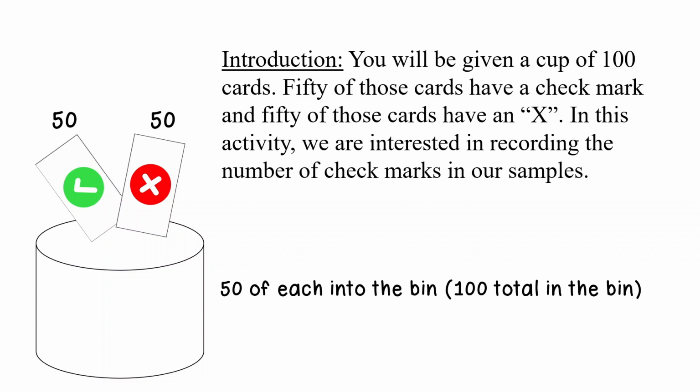So 50 each. And in this activity, we are going to be interested in recording the number of check marks in our samples. So that's going to be our success, as we would say, our proportion of success. So there's 50 of each in our bin here.